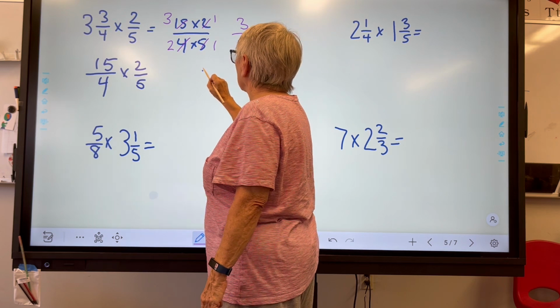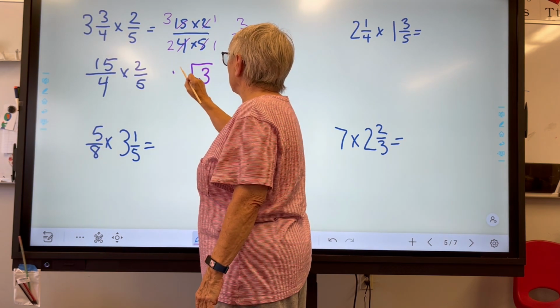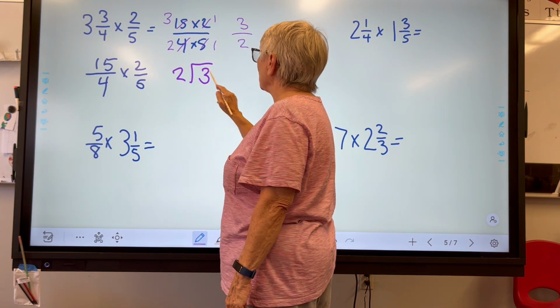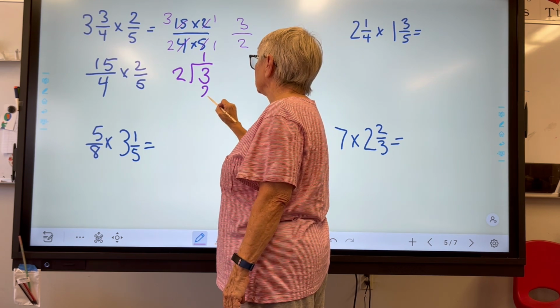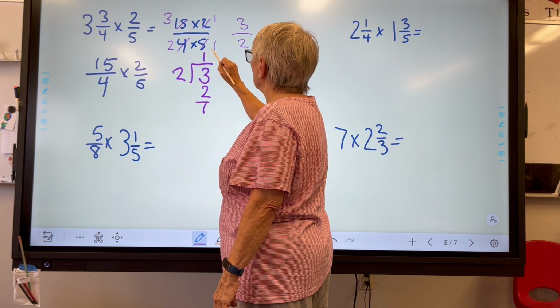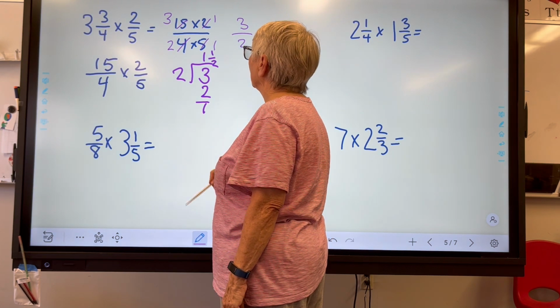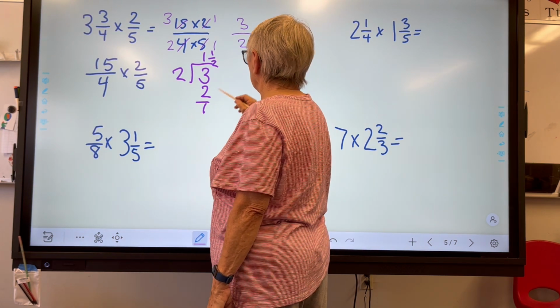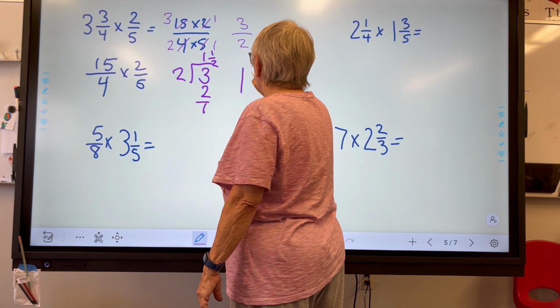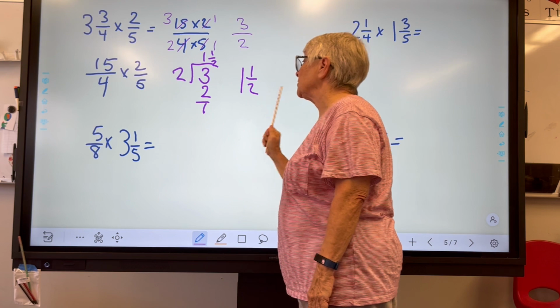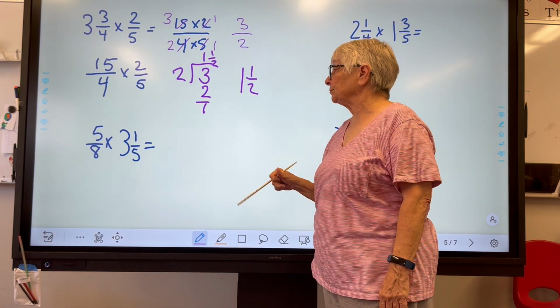We say 3 divided by 2. 2 goes into 3 one time. 1 times 2 is 2. So we get 1 and 1/2. So the answer to this problem is not 3/2. It is 1 and 1/2 because it needs to look like a mixed number.